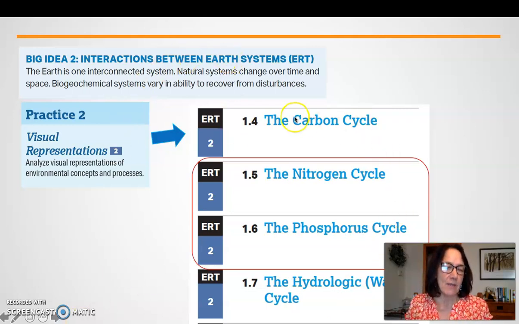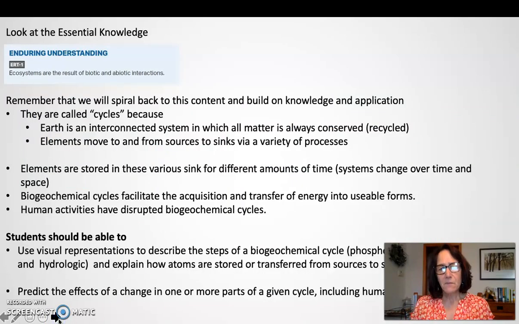All of the biogeochemical cycles center around the big idea of interaction between Earth systems. The Earth is one big interconnected system. Systems change over time and space, and these biogeochemical systems vary in their ability to recover from human disturbances or natural disturbances. The practice that we're going to really focus on kind of makes sense, visual representations, since we'll be looking at a model or diagram of all of the different cycles.